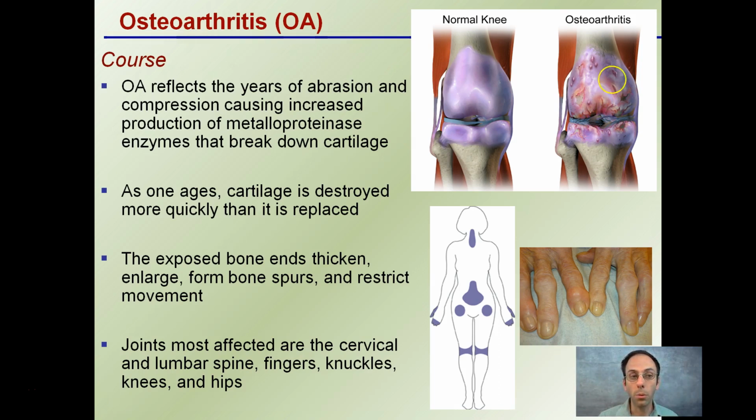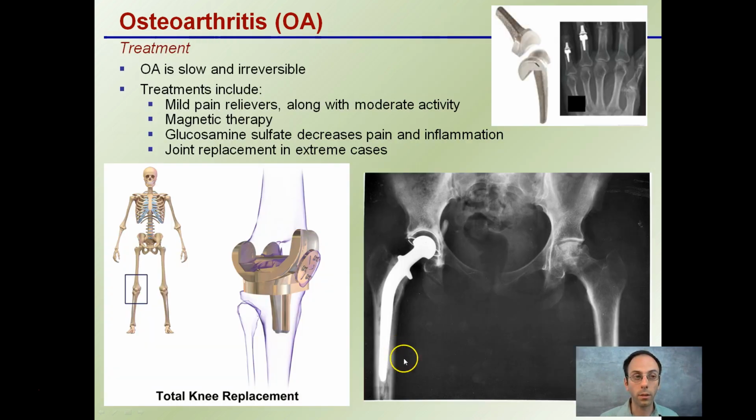Osteoarthritis reflects the years of abrasion and compression that's caused by increased production of a metalloproteinase enzyme that breaks down cartilage. As one ages, cartilage is destroyed more quickly than it's replaced. The exposure of bone ends thicken, enlarge, form bone spurs, and restrict movement. Joints most affected are cervical and lumbar spine, fingers, knuckles, knees, and hips. So you can see the purple regions located here are areas that tend to be most affected by osteoarthritis.